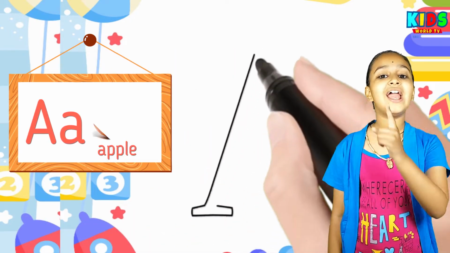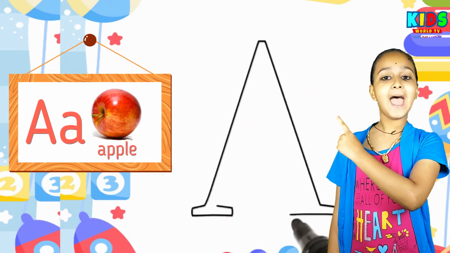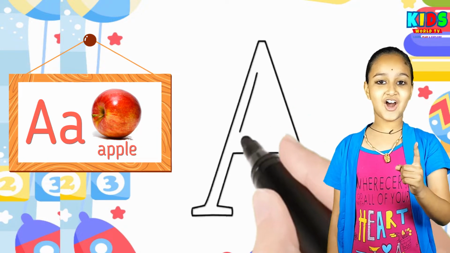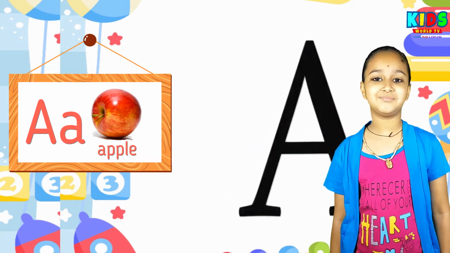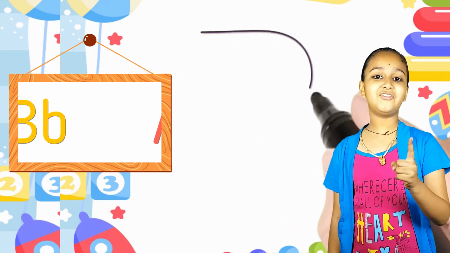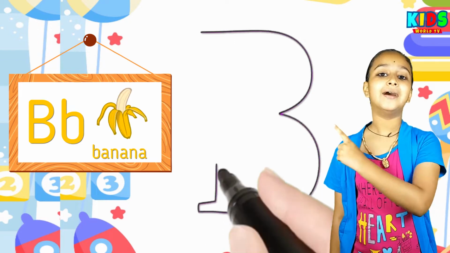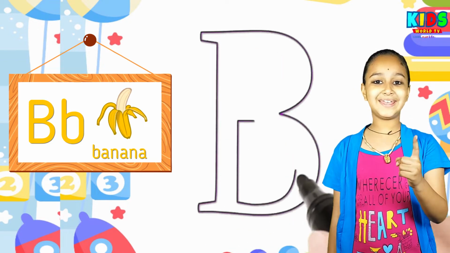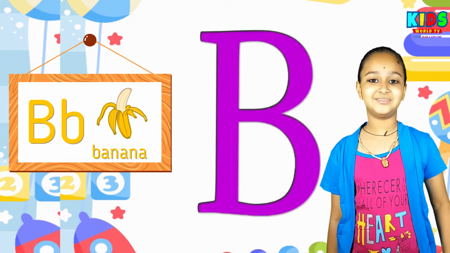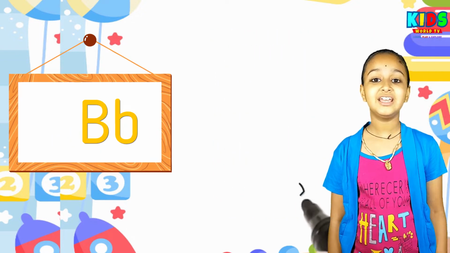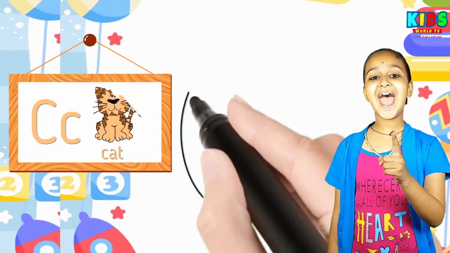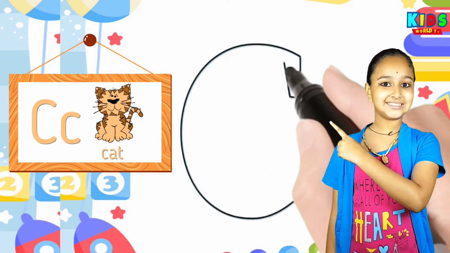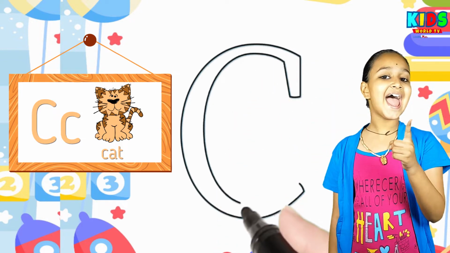A for apple. Apple. A for apple. B for banana. Banana. B for banana. C for cat. Cat. C for cat.